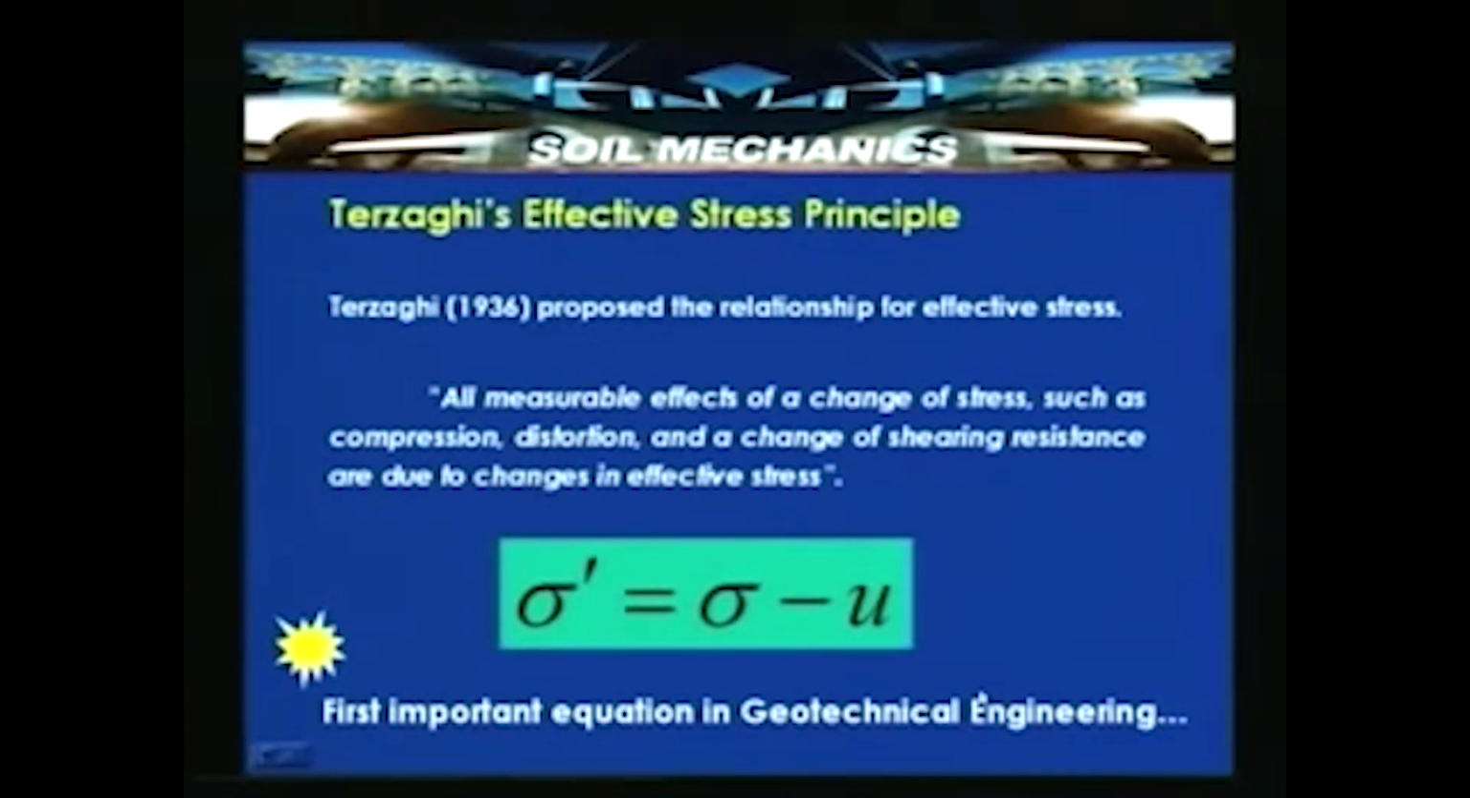So, for geotechnical engineering students, whoever learns soil mechanics or takes this subject, the first and foremost equation in geotechnical engineering is sigma dash is equal to sigma minus u, which is a very important equation and has many applications in soil mechanics.